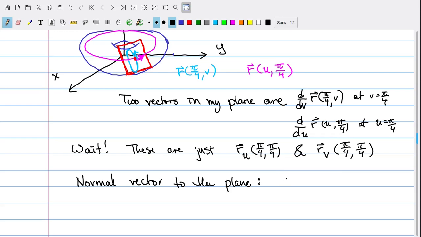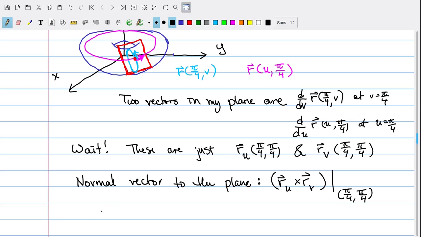And that'll just be r_u cross r_v. And I'm just going to evaluate that at the point pi over 4. And that'll give me a normal vector to the plane at the particular point.